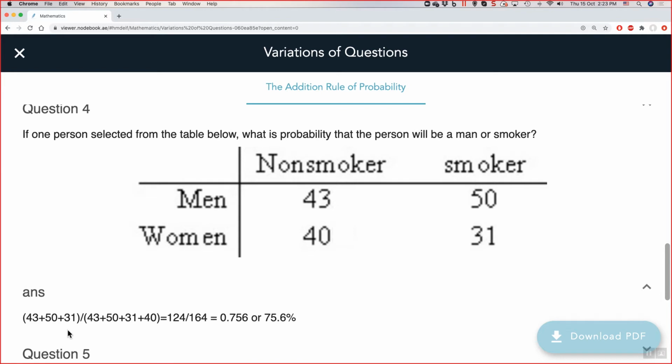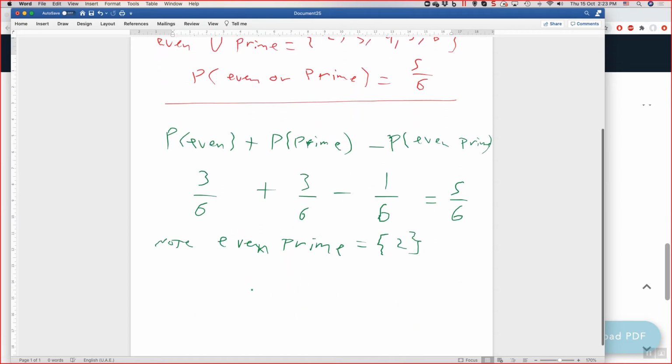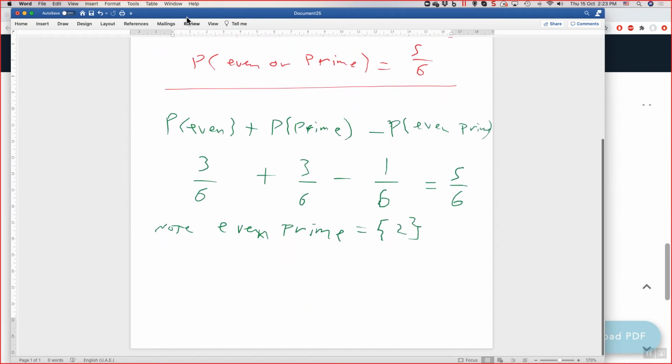Right. Another way here, now I think I did the same thing in my answer. I added the 3 numbers up and then the 4 numbers down, and this gives me 124 over 164, which is exactly what I did now. But suppose I want to do the rule. If I wanted to do the rule, can I use the rule? Yes, I can use the rule. It may take a little bit more time, but yes, you can apply the rule here.